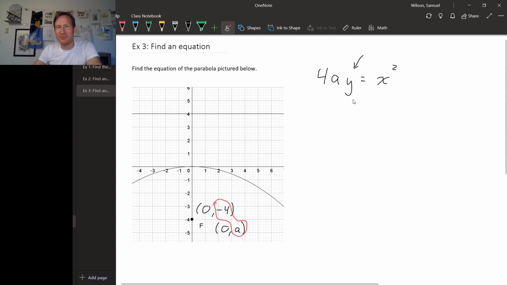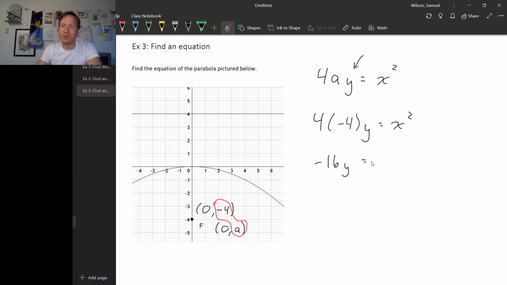Now that we know the focal length a, we can just put it into this equation. So 4 times minus 4 times y equals x squared. This is negative 16y equals x squared. If you wanted to, you don't need to, but if you wanted to solve for y, you could. y equals negative 1 over 16 x squared. All right, and there's the equation for this parabola.